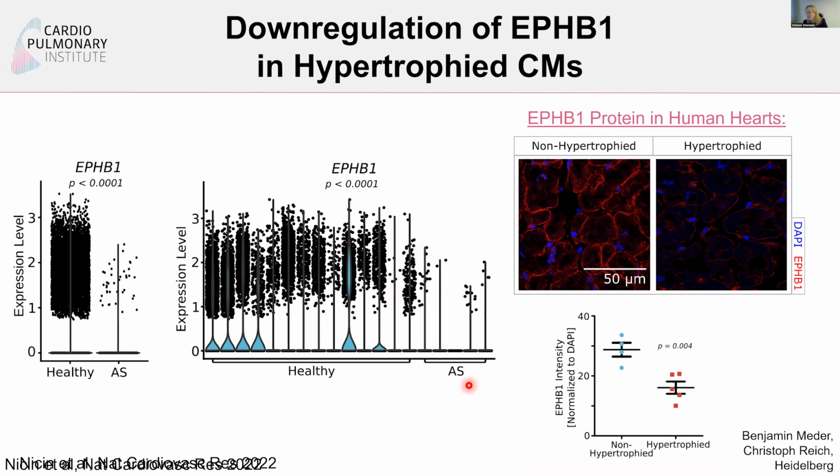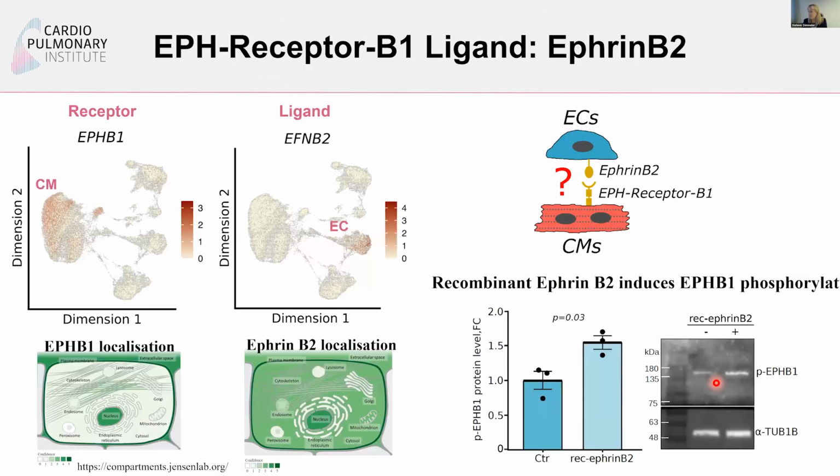And we also confirmed this on protein level because these are all RNA expression data, and could show that indeed also protein expression of Ephrin B1 is reduced in the hypertrophied heart in collaboration with Benjamin Neder and his group in Heidelberg. You can see here the quantification below.